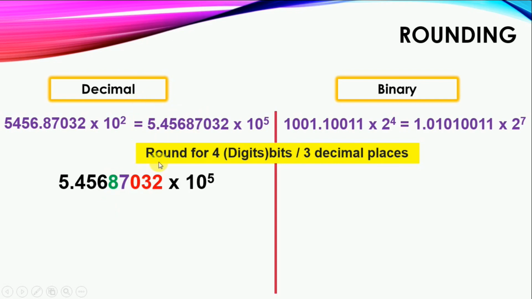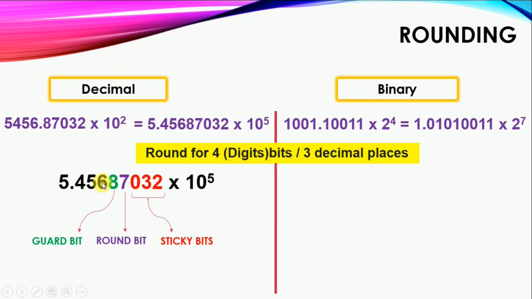First of all, I am going to do the rounding for this particular decimal example. So I have to consider 4 digits, right? So 5.456 is the number of digits to be considered. The digit which is immediately next to the required number is known as the guard bit. 8 is my guard bit. The very next digit is my round bit. The remaining digits are known as sticky bits.